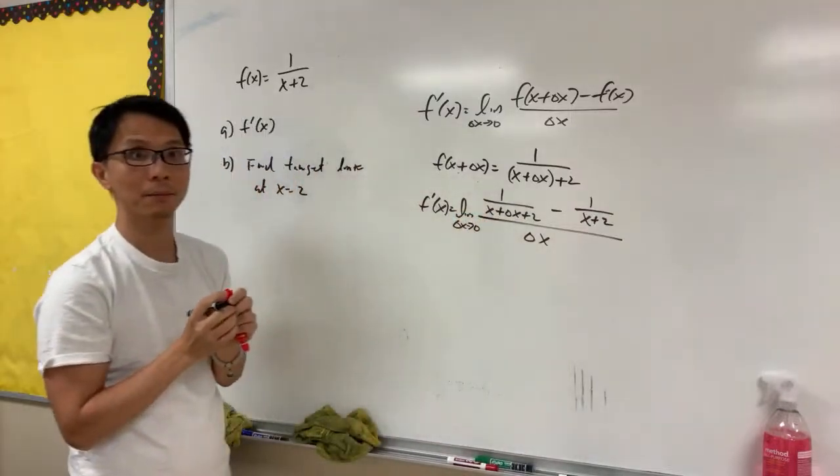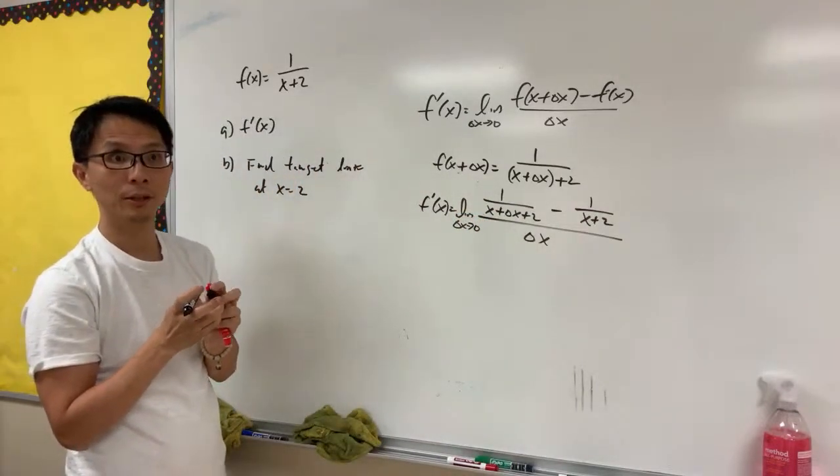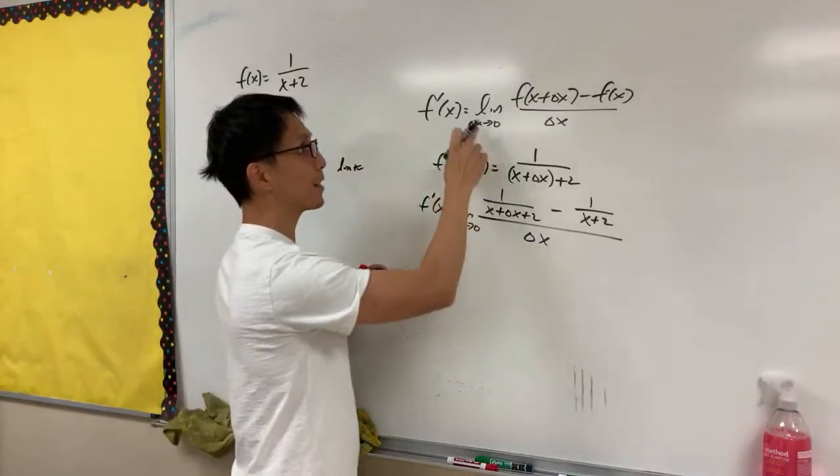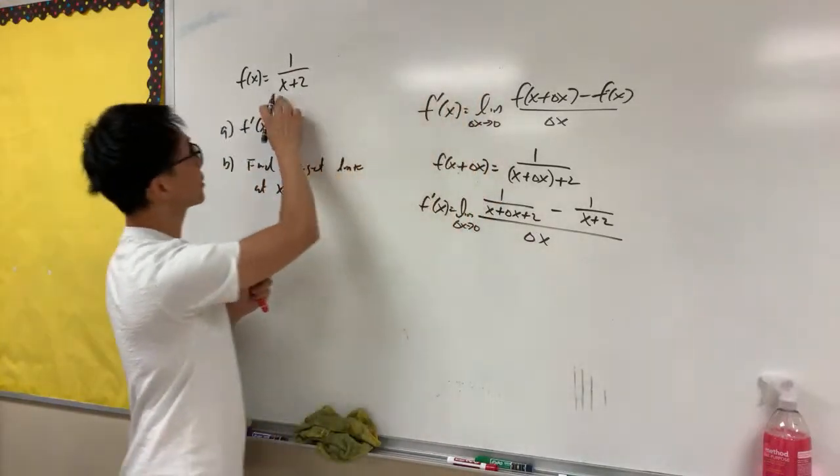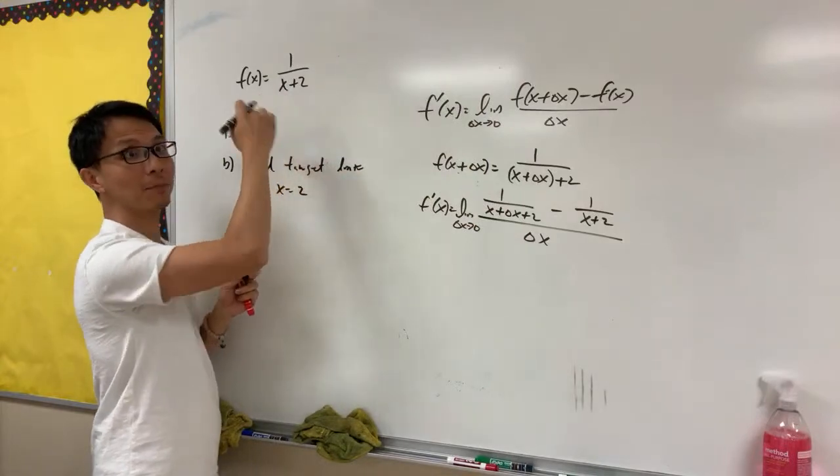Do you understand that first step? I just place that x because my f of x is this. I'm going to replace that x as x plus delta x.